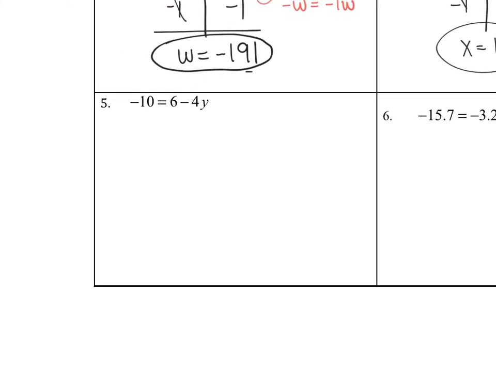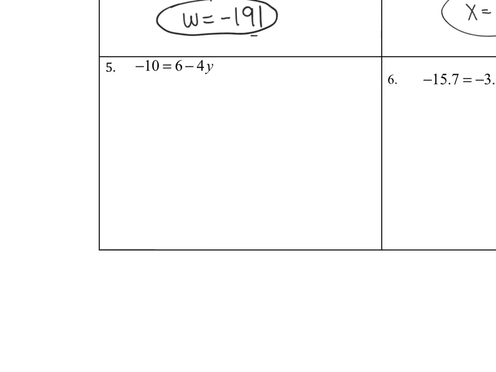All right, last couple problems. In number 5, you're going to see that you have integers, meaning you have numbers with negative signs, okay? So we have negative 10 is equal to 6 minus 4y. The first thing I want to get rid of, because the y is being multiplied by 4 and it has the 6 out front, is that 6. And notice that my 6 is positive. So in order to get rid of it, I'm going to subtract 6 from both sides. Again, when you're working with integers, take the sign that's out front of the number, not what comes after. So we're going to subtract 6 from both sides. When we do that, we get negative 16 is equal to, and keep the negative sign, negative 4y.